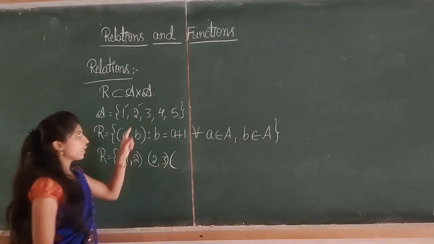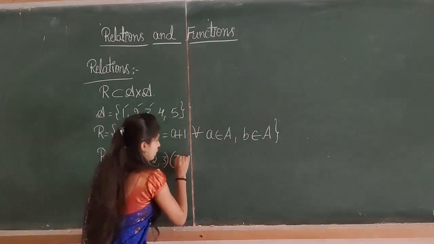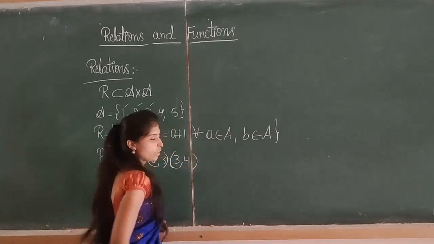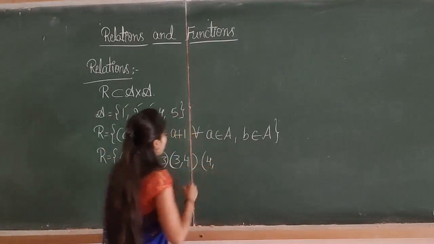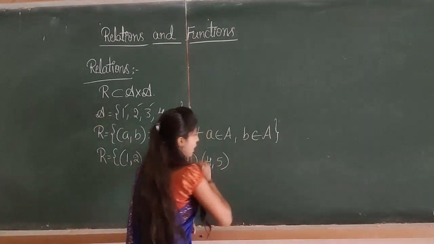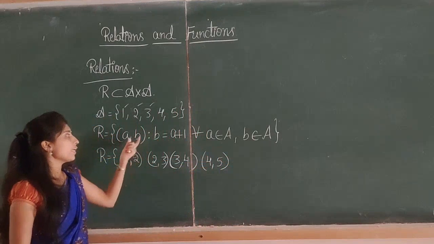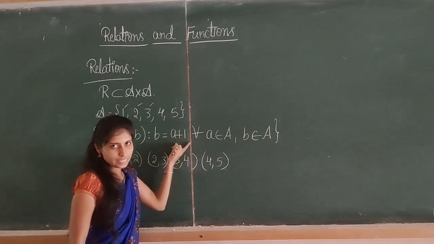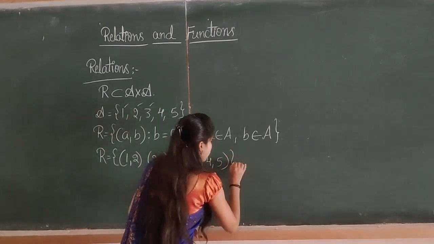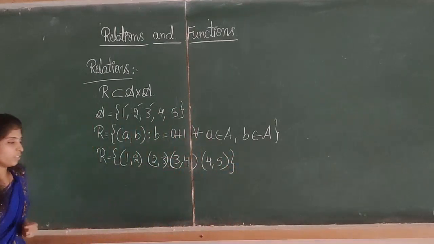If the value of A is 3, then the value of B is 3 plus 1, 4. If the value of A is 4, then the value of B is 4 plus 1, 5. And if the value of A is 5, then the value of B is 6. But 6 is not belong in this set. So here we stop. This is the relation.